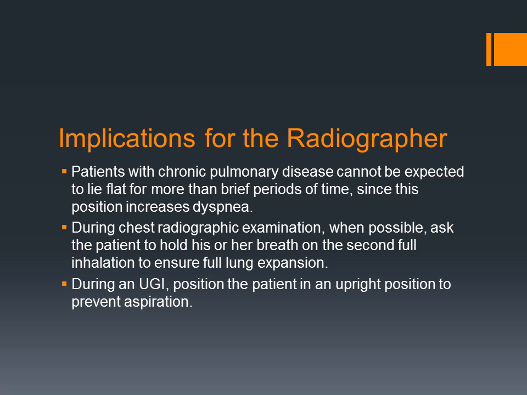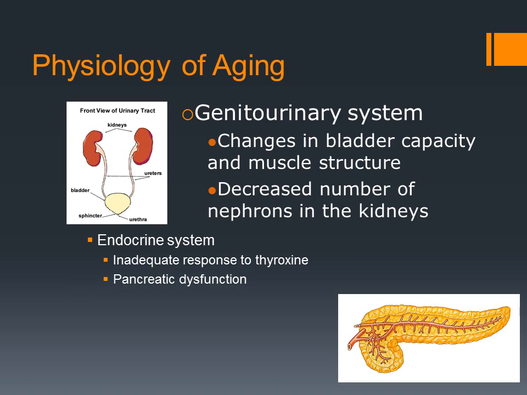Implications for the radiographer. Patients with chronic pulmonary disease cannot be expected to lie flat for more than a brief period of time, since this position increases dyspnea, which just means difficulty breathing. During the chest radiograph examination, when possible, ask the patient to hold his or her breath on a second full inhalation to ensure full lung expansion. During an upper GI or UGI, position the patient in an upright position to prevent aspiration.